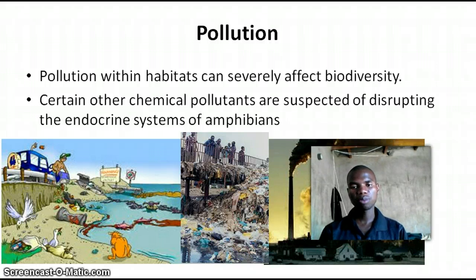And then we've got pollution within the habitats, which can severely affect biodiversity. Certain chemical pollutants are suspected of disrupting the endocrine system of amphibians. Amphibians mean the frogs that live both on land and in water. They are no longer living there because the environment is no longer clean for them. So water pollution, land pollution, and air pollution have a severe effect on the environment.